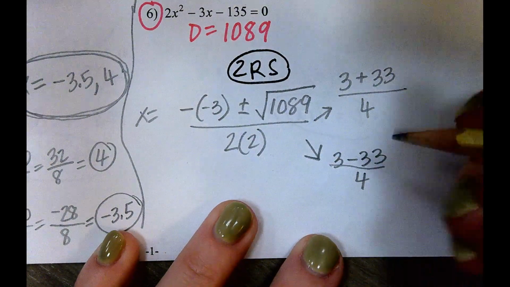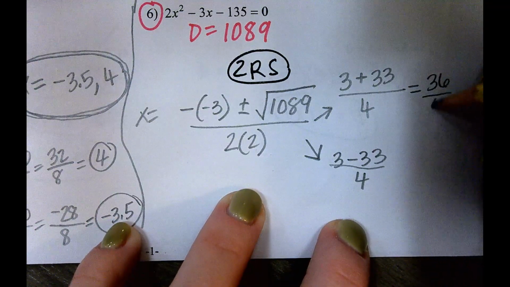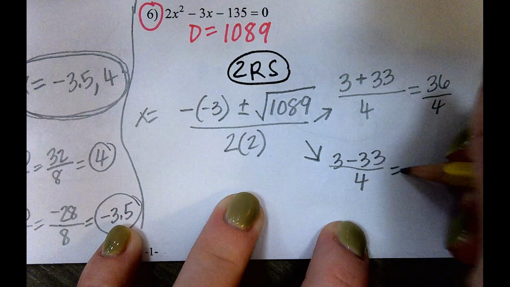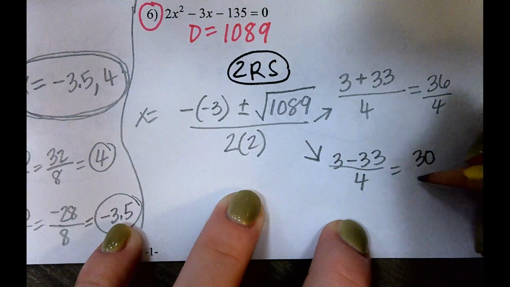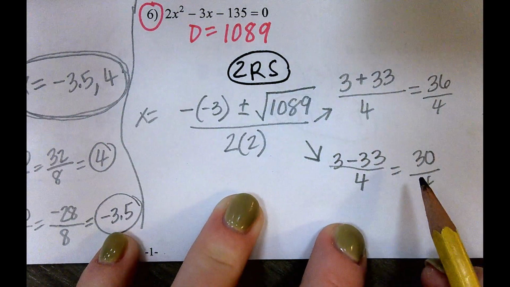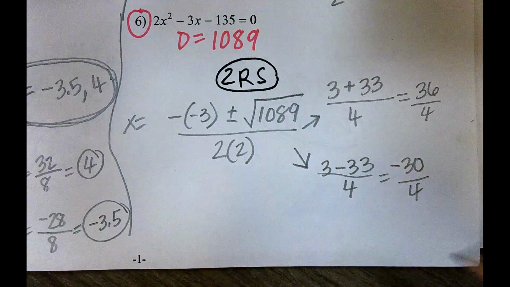I simplified the positive equation to 36 over 4, and the negative equation to 30 over 4. Very close. What am I missing? Negative. Minus. Yes, yes. Correct numbers though.